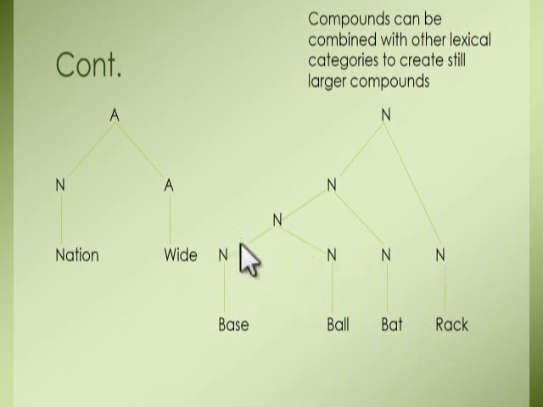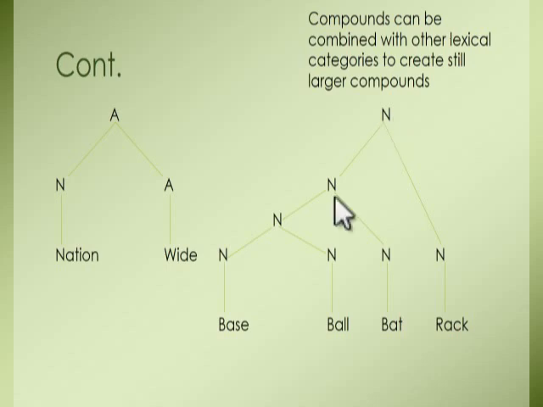Yeah, base is noun, ball is noun, and then bat is noun, and rack is noun. Yeah, baseball, because the rightmost is noun, so it is noun. And then bat, because this is noun, so it is constructed as noun. And then the rack, this is noun, and it is constructed as noun. So the lexical category of baseball, bat, rack, this is noun, noun compound.